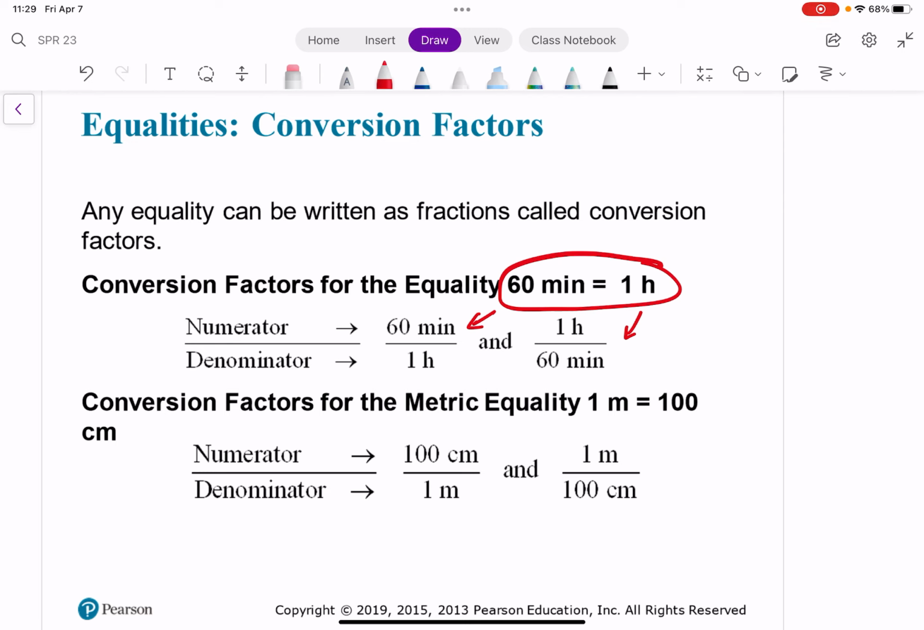And then same thing here, conversion factors for the metric equality, 1 meter equals 100 centimeters. You can write it like this, or you can write it like this. It's the same thing. And you'll see that we choose which conversion factor we want to use, this one or this one, depending on what we want our final answer to look like. And that'll make more sense in a little bit.